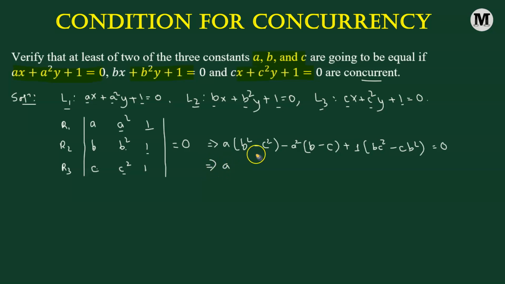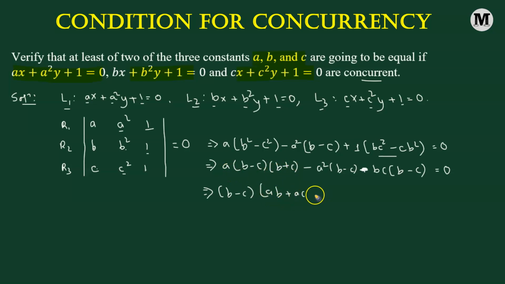Fine. Now let's simplify. So b² − c², that's the difference of two squares. We can factorize it to get the product of (b − c) and (b + c), minus a² times (b − c). Let's keep it as it is. Now from this term, we're going to take negative bc as the common factor, such that this gets multiplied by (b − c), and that equals 0. Now from each of the terms, if we take (b − c) as the common factor, (b − c) gets multiplied by a times (b + c), so that's simply ab + ac, minus a², because from this term we have taken (b − c) as the common factor so negative a² stays behind, and then from the third term we have negative bc staying. So this is equal to 0.